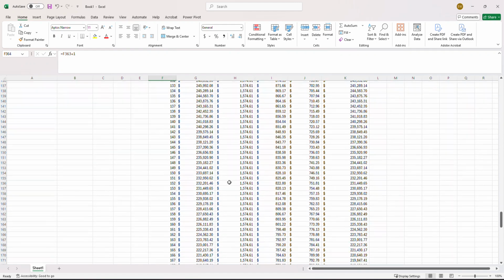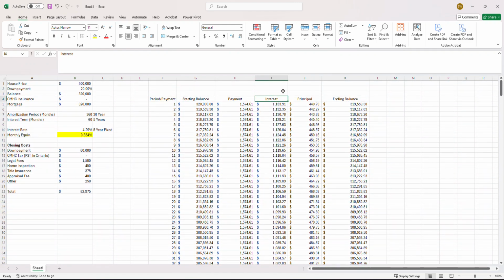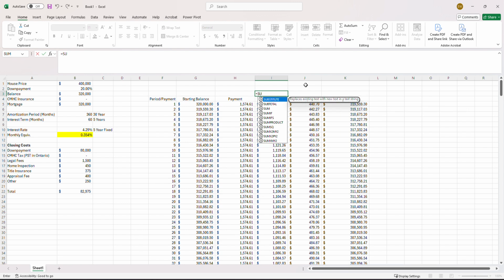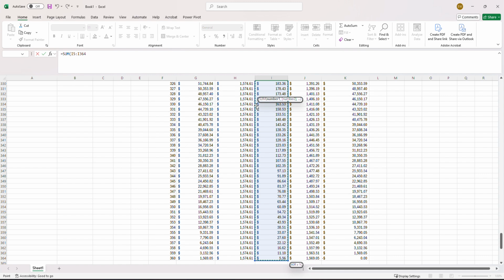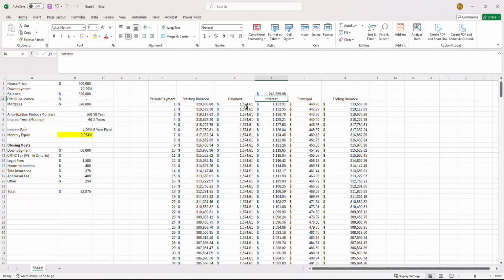And if you want to calculate the amount of interest that you paid over the entire term, you just have to go equals sum and sum everything. So on a 360-month mortgage or a 30-year amortization, you're going to pay close to $247,000 in interest on a $400,000 property.